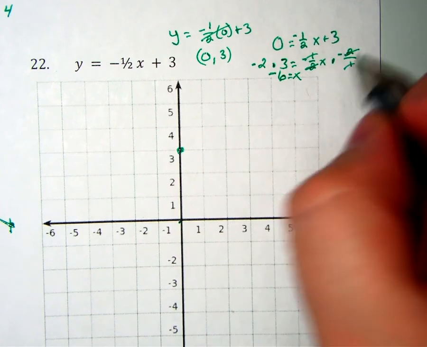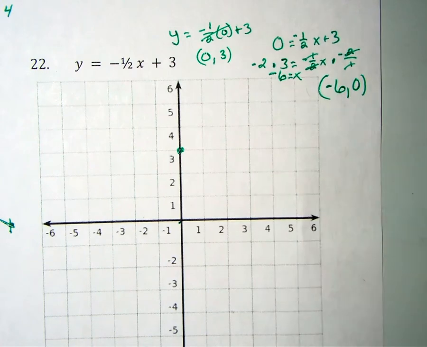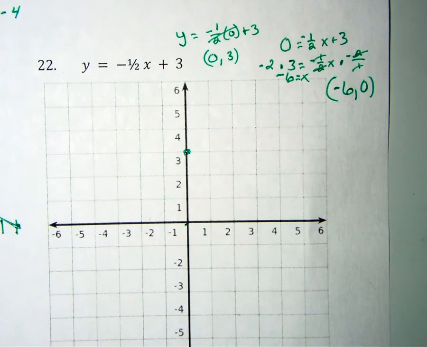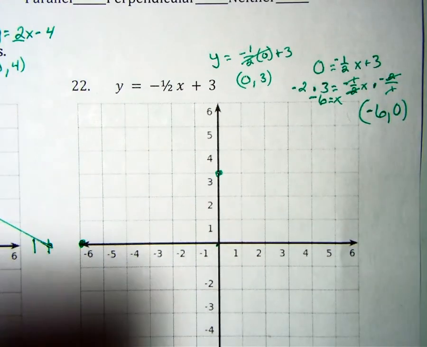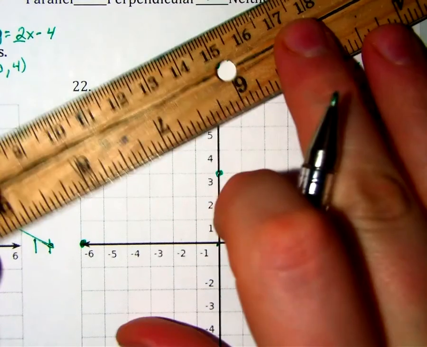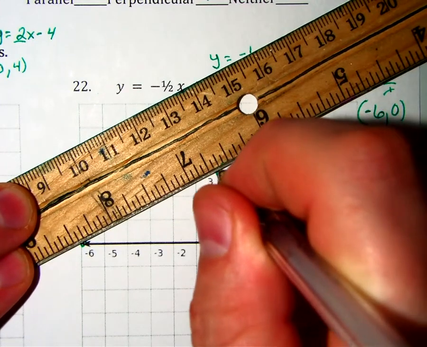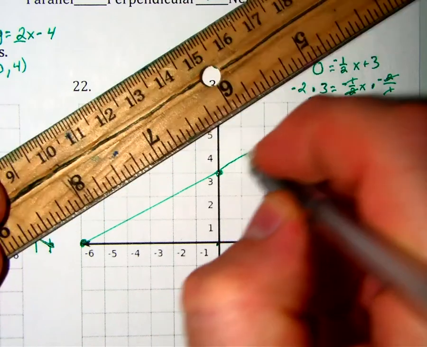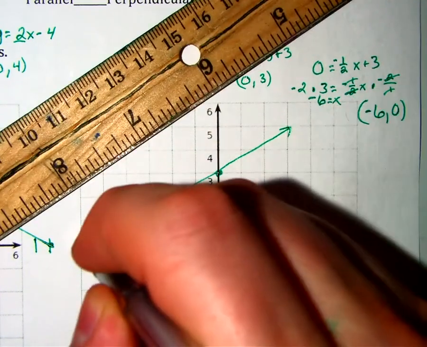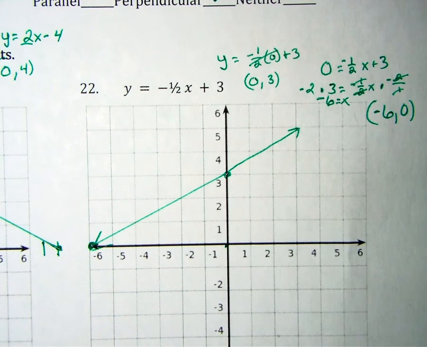So we're left with the ordered pair negative 6, comma 0. We can graph that. We end up there. So again, we're going to grab our ruler. Let's keep that line going. And we end up with a graphed line that represents this particular equation.